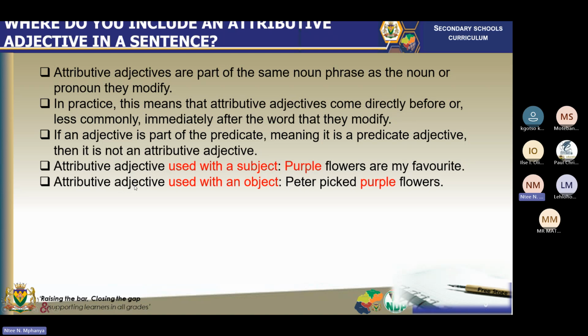Then we have attributive adjectives used with an object. Peter picked up what? Flowers. But now we want to add an attributive adjective to the sentence, Peter picked.